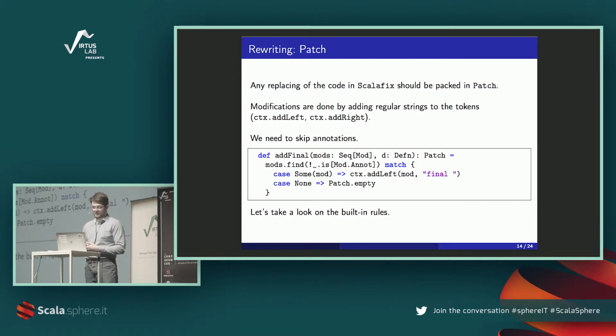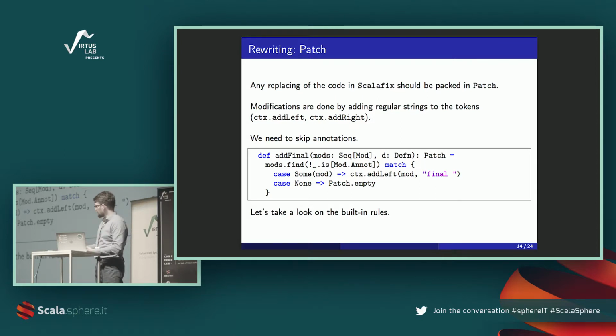And the important thing here is to skip annotations, because we can't add the final modifier before an annotation. It just won't compile. So we find the first non-annotation modifier and add the string final with a space to the left. We should always find at least one modifier, because it's a case class. So case is a modifier, and we can always find that case thing. So the branch with None is impossible. Okay, so that was another example, quite simple, of rewriting.